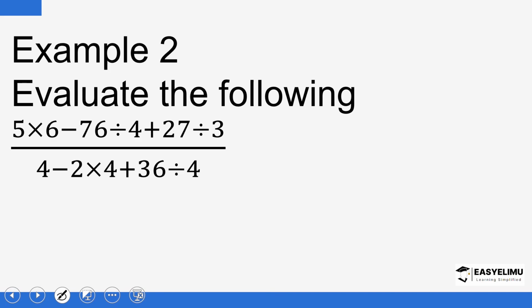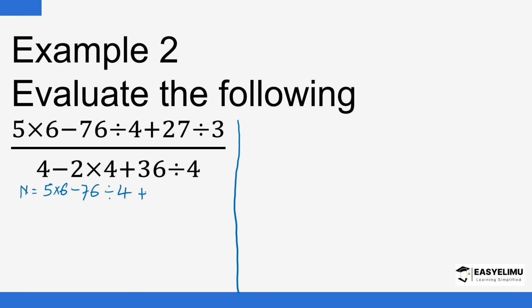Now we have this one here which has a numerator and it has a denominator. So what you do here is to do the numerator separately and you do the denominator separately, then you combine, as we can see here. So I'll do the numerator, which is 5 by 6 minus 76 divided by 4 plus 27 divided by 3.